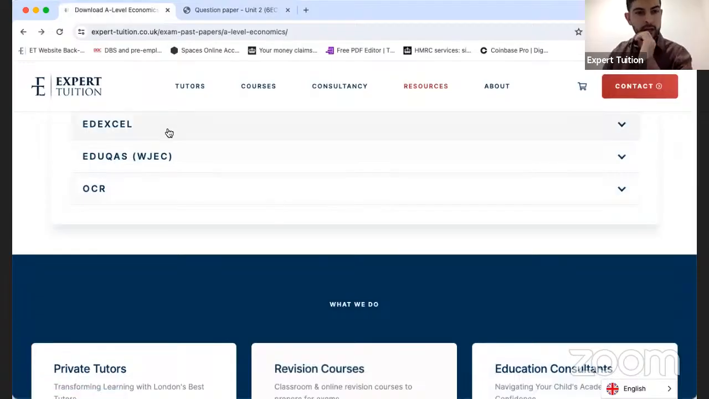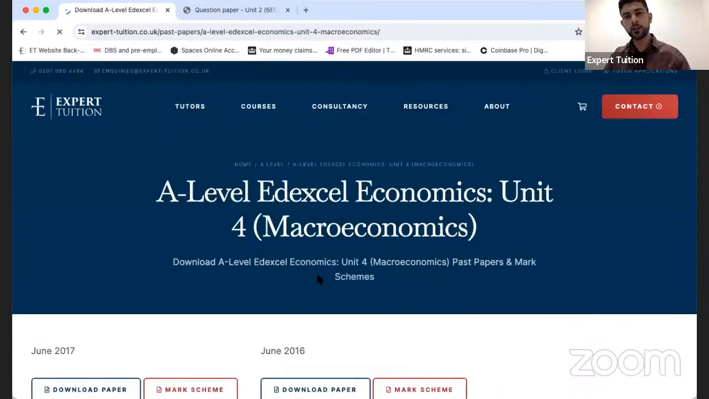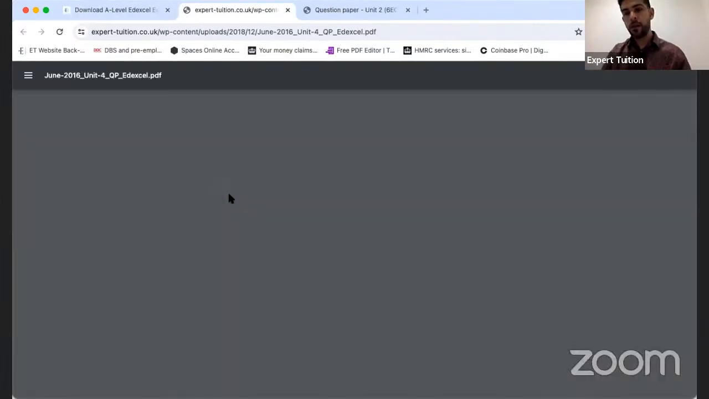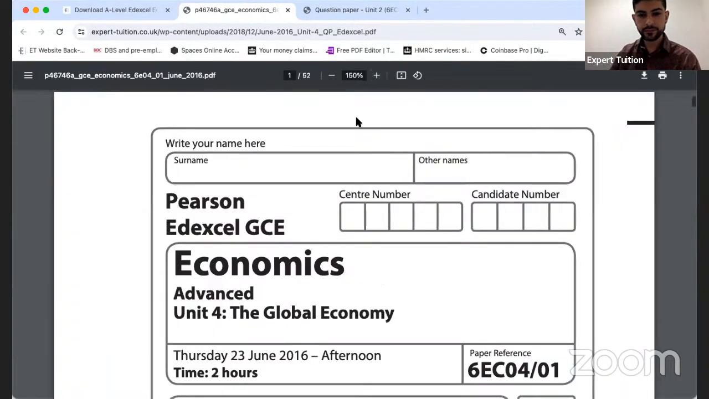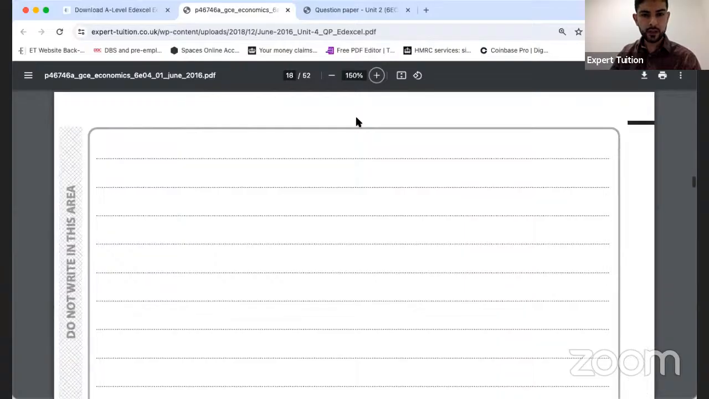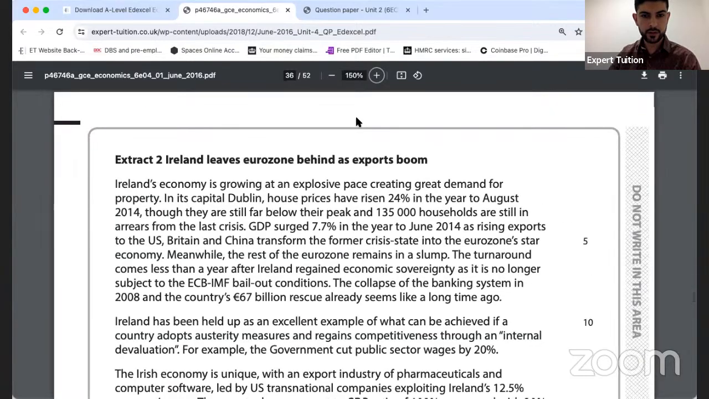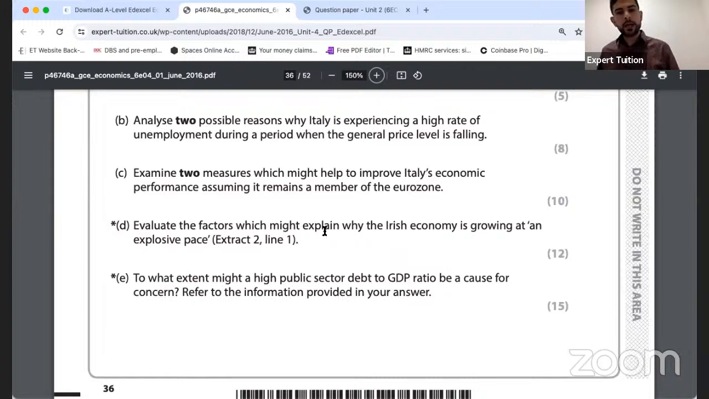While I load it up, here we are. So Unit 4, June 2016. This is a great question. Let's have a look. Zoom in a little bit. 5E has the following. It's all about Ghana, we'll deal with that later. This is the question: To what extent might a high public sector debt to GDP ratio be a cause for concern? Refer to the information provided in your answer.